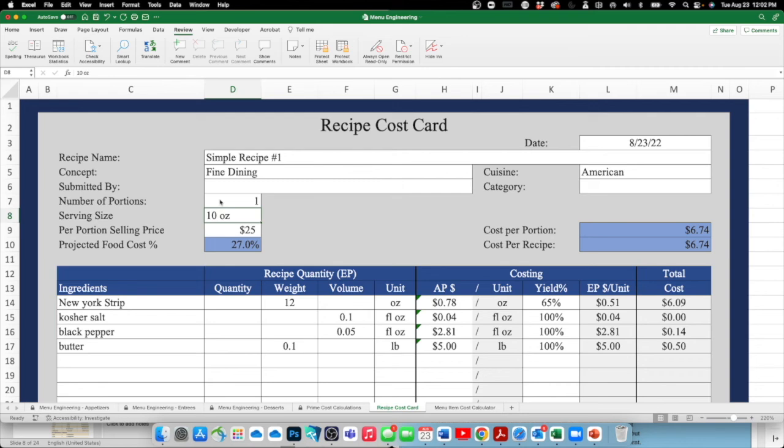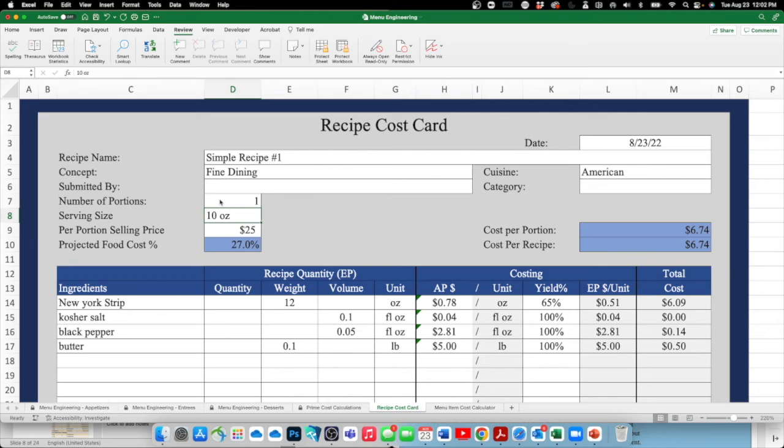But anyway, I changed the number of portions to 1. And now it makes sense. So I made the mistake on that. Now the food cost looks at 27%. Now my budgeted food cost is somewhere around 30%. So I know I'm actually pretty good with this. I'm happy with that. The cost per portion is $6.74. I divide that into 25, and that's going to give me 27%.